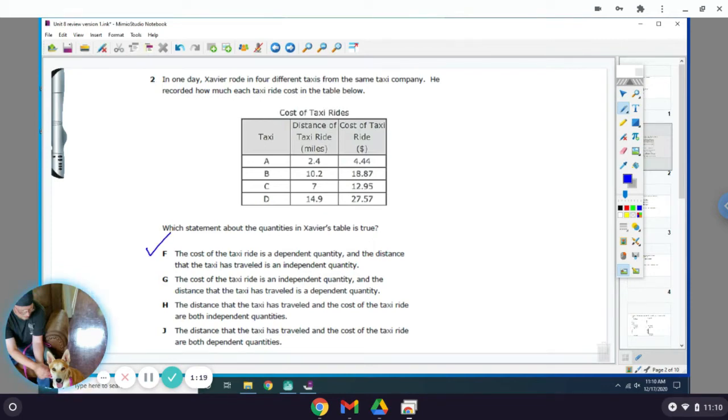G, the cost of the taxi is independent. No, it depends on the amount of miles you go. H, the distance that the taxi has traveled and the cost are both independent. No, you have to have one independent, one dependent. And then J is wrong as well because they say both are dependent. So F.